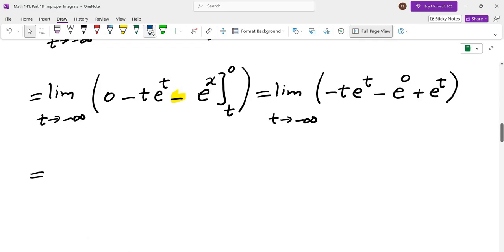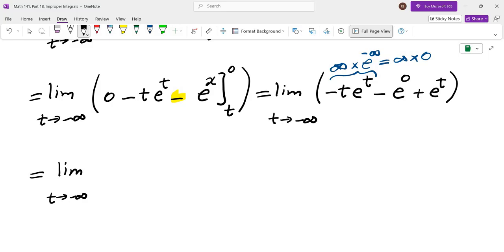So if you look at this limit, when t approaches negative infinity, negative t becomes infinity. When t approaches negative infinity, e to the power of negative infinity is 0. So this is infinity times 0. This is one of those indeterminate forms. So we will have to use L'Hopital's rule, but first we'll have to turn it into a fraction. So let's do that.